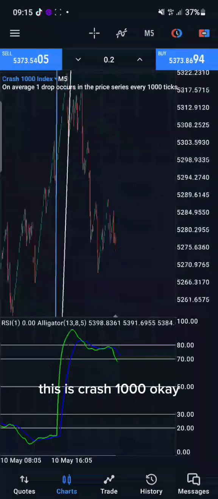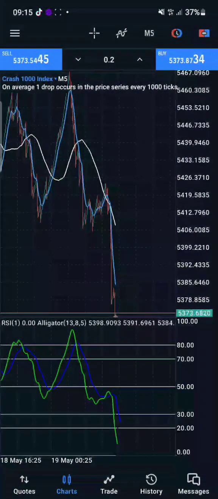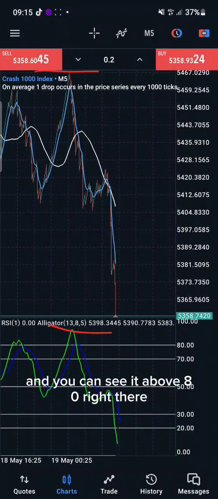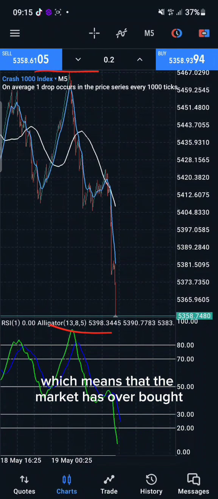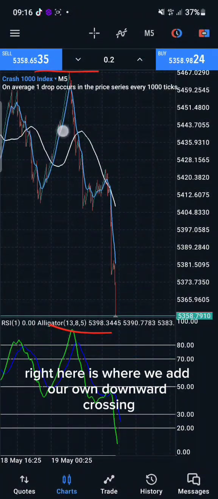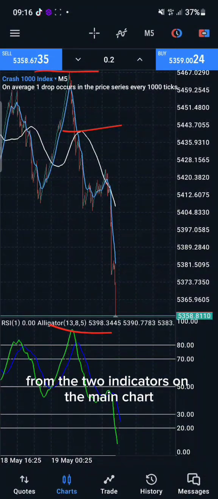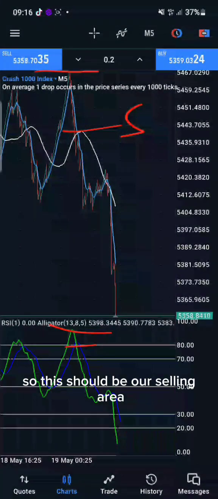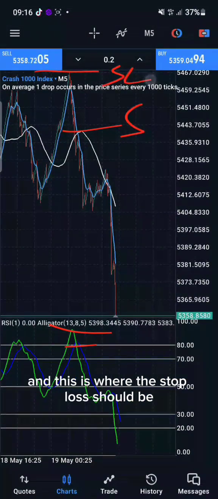Okay, this is Crash 1000. Crash 1000 got to the resistance zone, and you can see it above 80 right here, which means that the market has overbought, so we expect it to sell. And right here is where we had our downward crossing from the two indicators on the main chart, and it also happened around 80. So this should be our selling area, and this is where the stop loss should be.